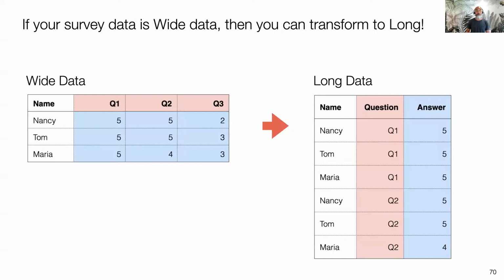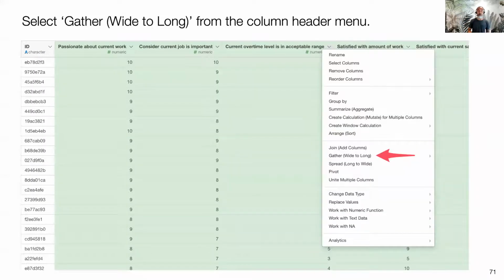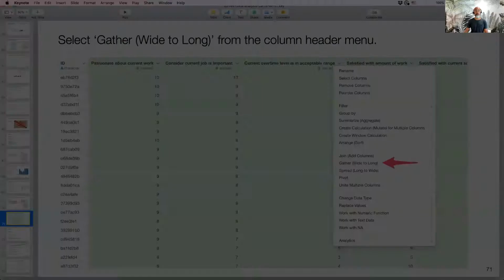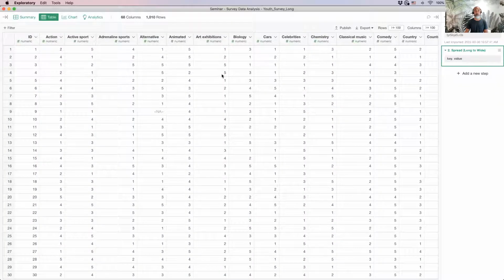Okay, so let's do the transformation from wide data to long data. When you do it, basically you want to select all the variables or columns. Then from the column header menu, you select gather wide to long. Okay, so for this one too, let's quickly see the demo.